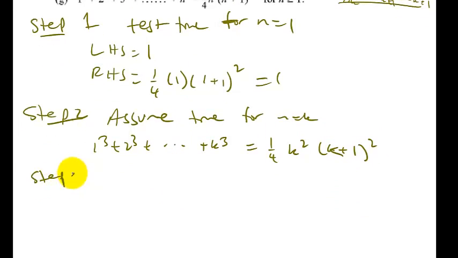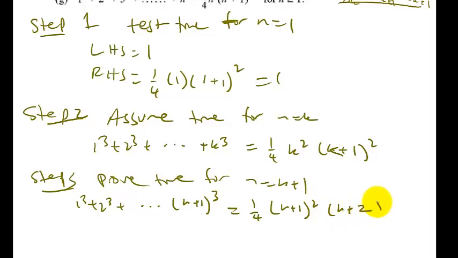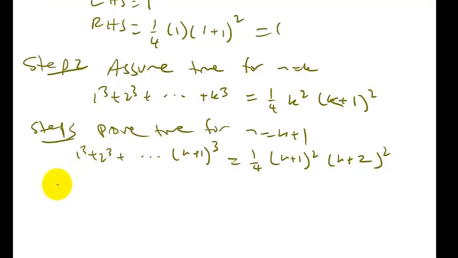Step 3. I'm proving true for n equals k plus 1. That's it. So i.e. I would like to prove that 1 cubed plus 2 cubed plus ... plus k plus 1 cubed is equal to a quarter k plus 1 squared, k plus 2 squared. Okay, I'm just subbing in k plus 1 where n is. Okay, well that means, here we go.